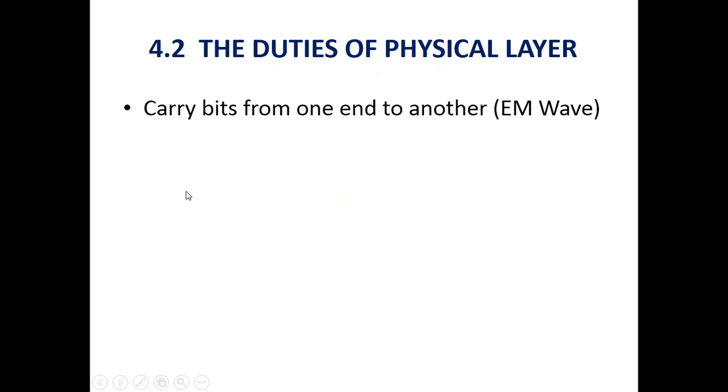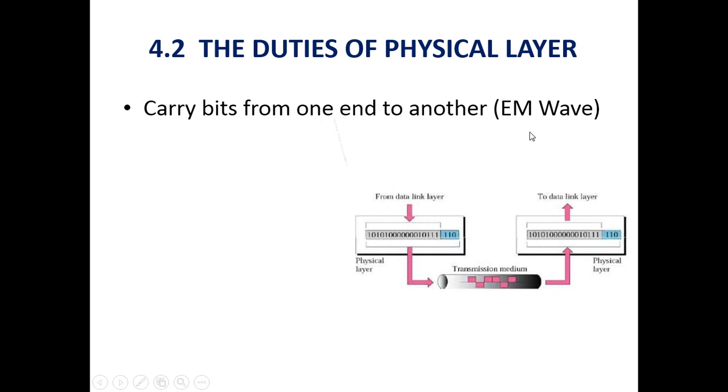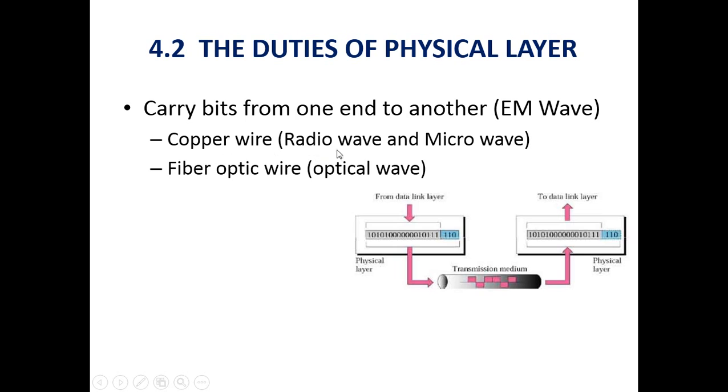A duty of the physical layer is that it carries bits from one end to the other using electromagnetic waves, like copper wire in the case of radio waves and microwaves, and for fiber optic wire, it transfers using optical waves. So whatever data it gets from the layer above, that is the data link layer, is received by the physical layer. The physical layer converts the frame into raw bits, and the raw bits are transferred using the transmission medium bit by bit to the receiver's physical layer. Again, at the receiver side, the physical layer converts the signal into raw bits.